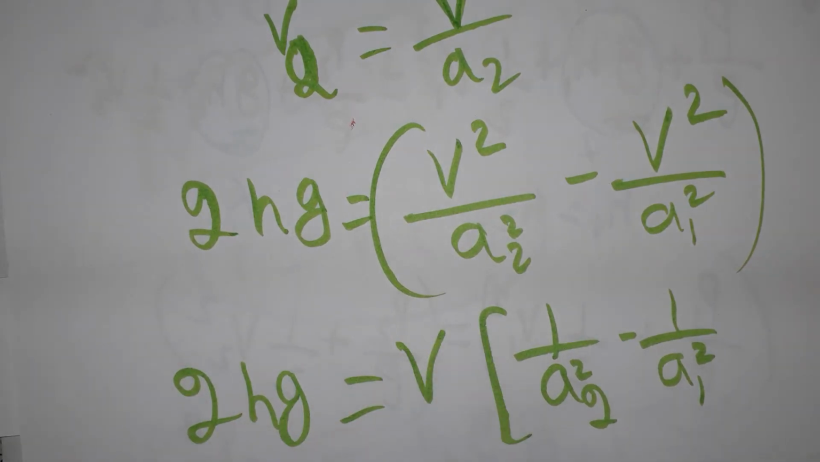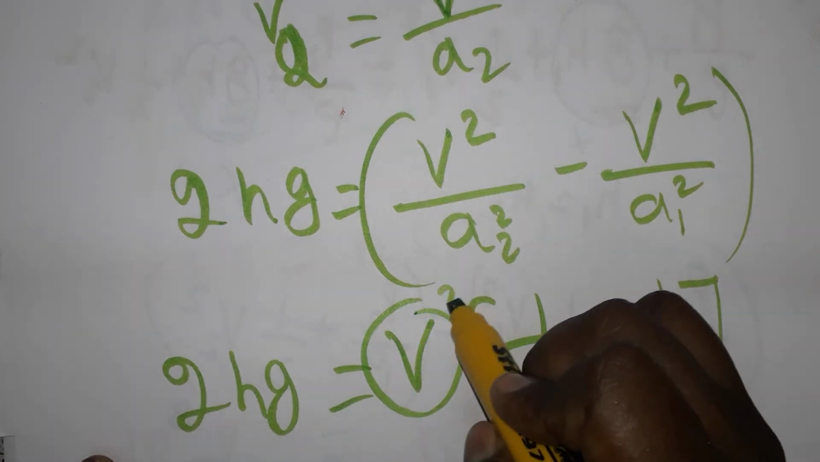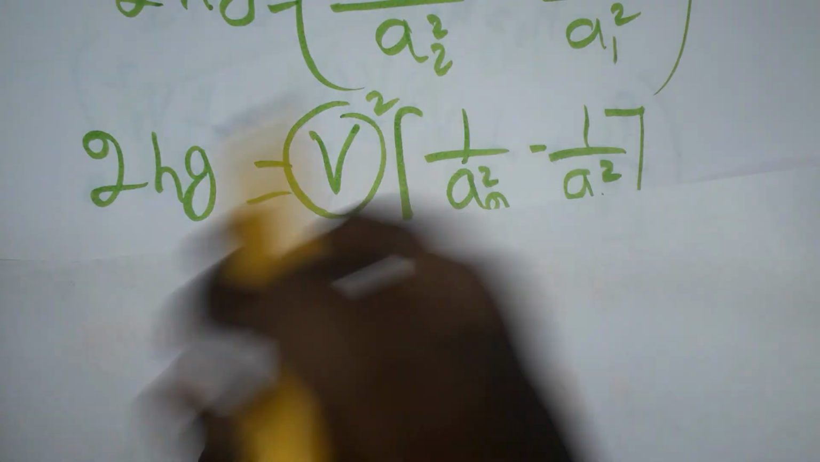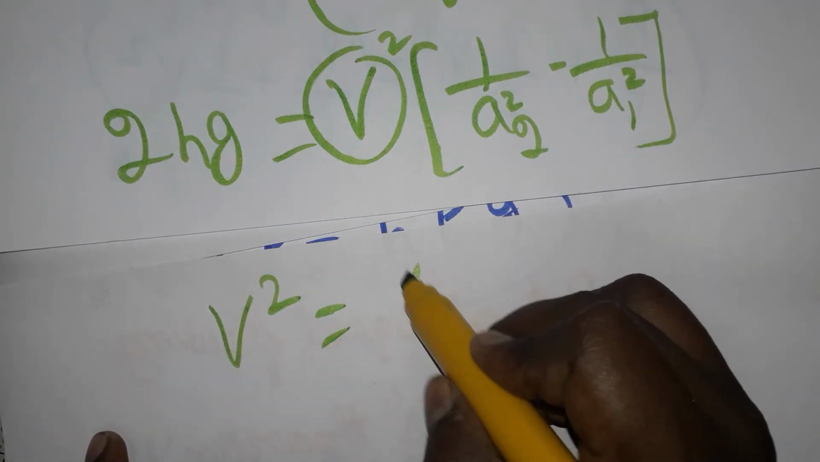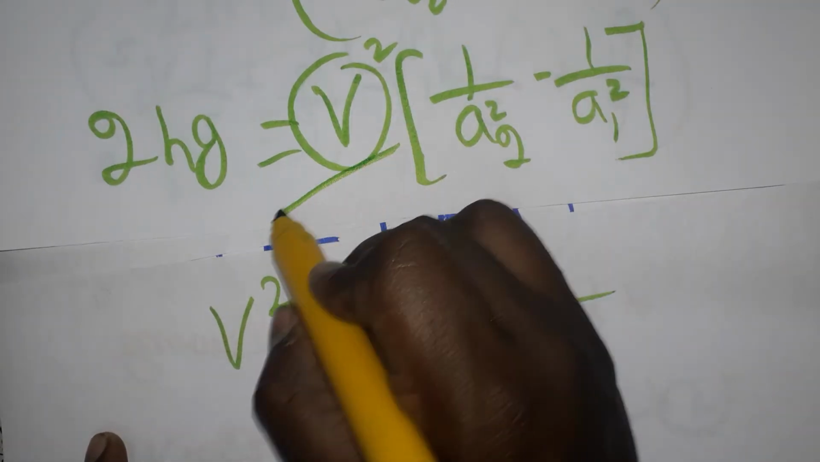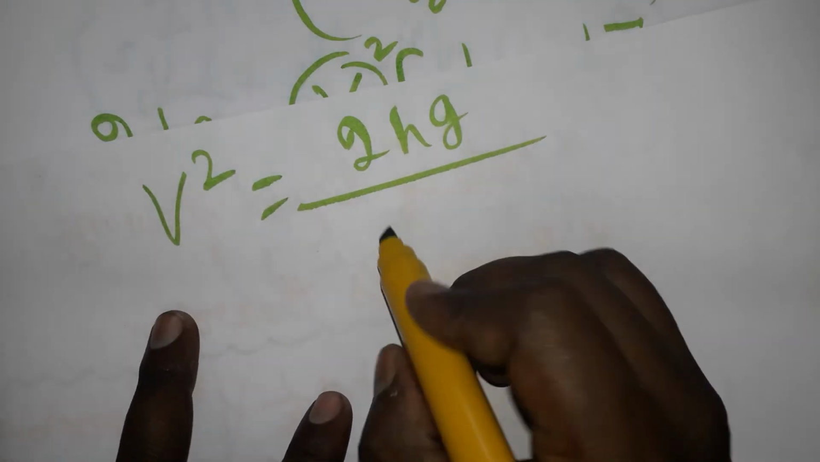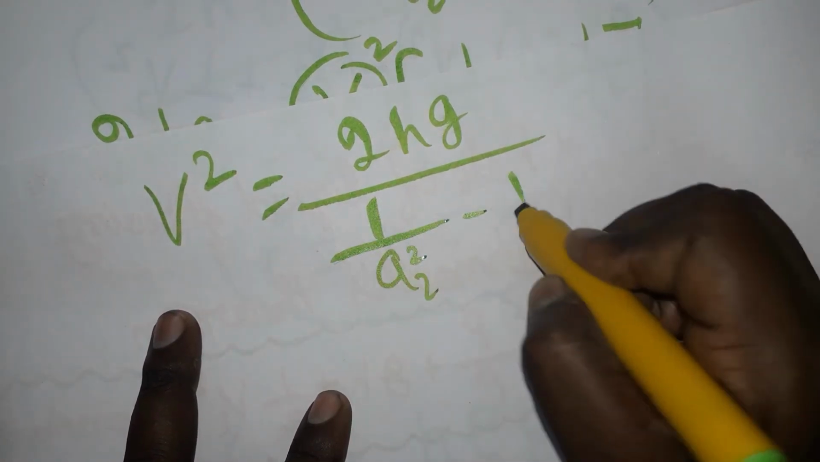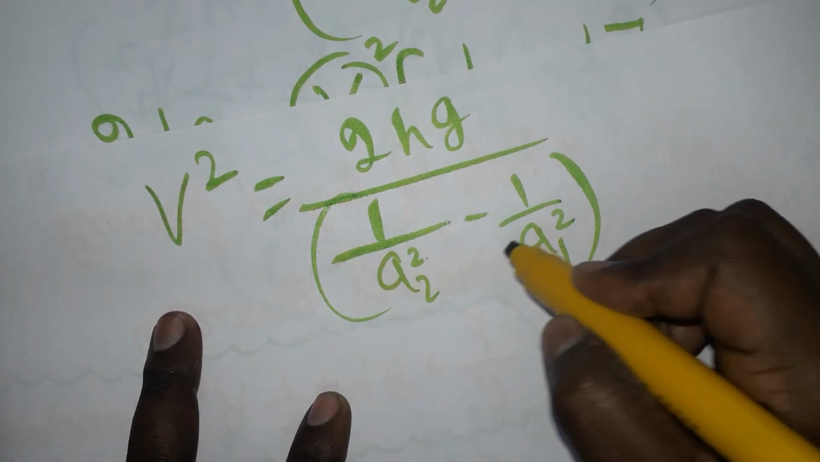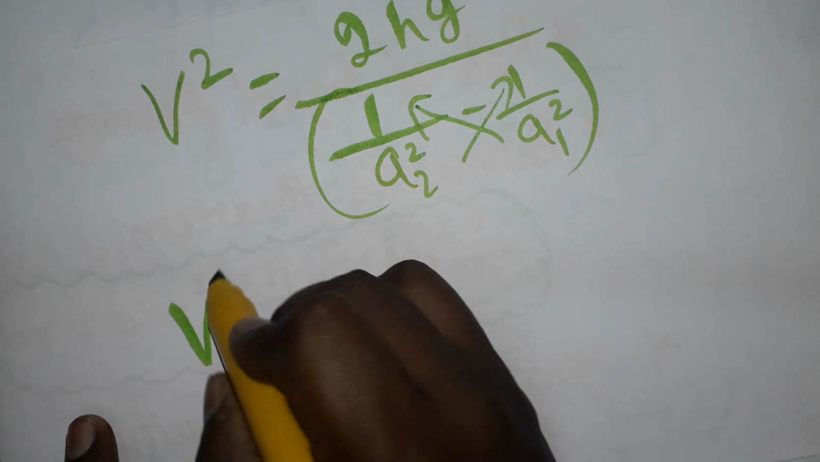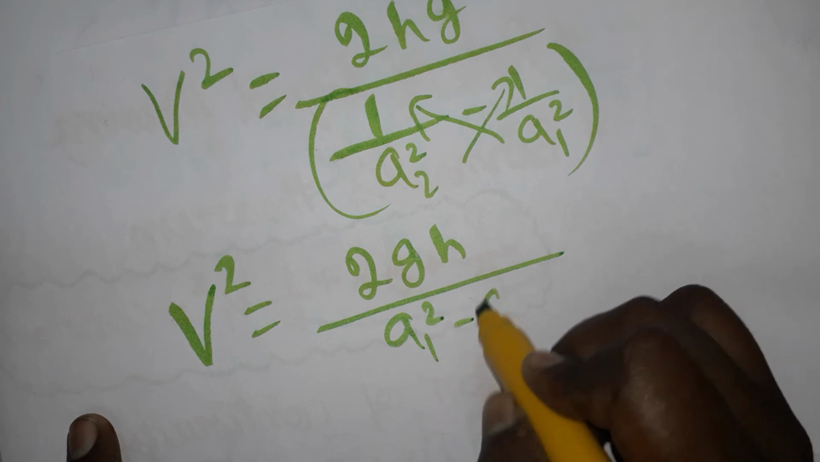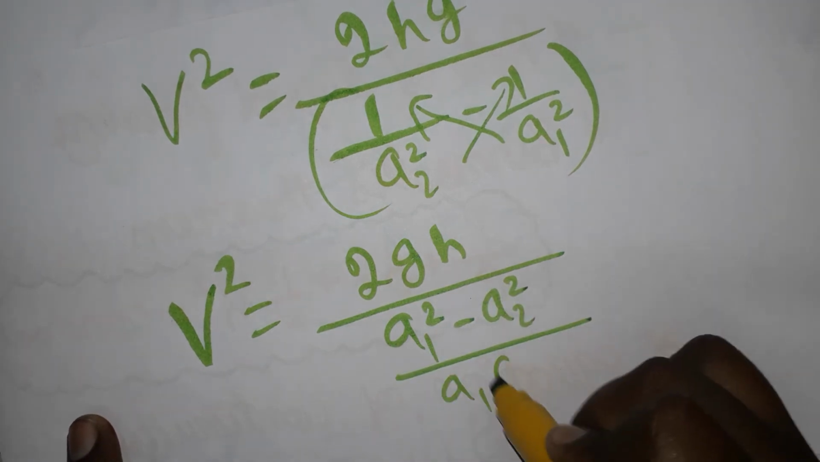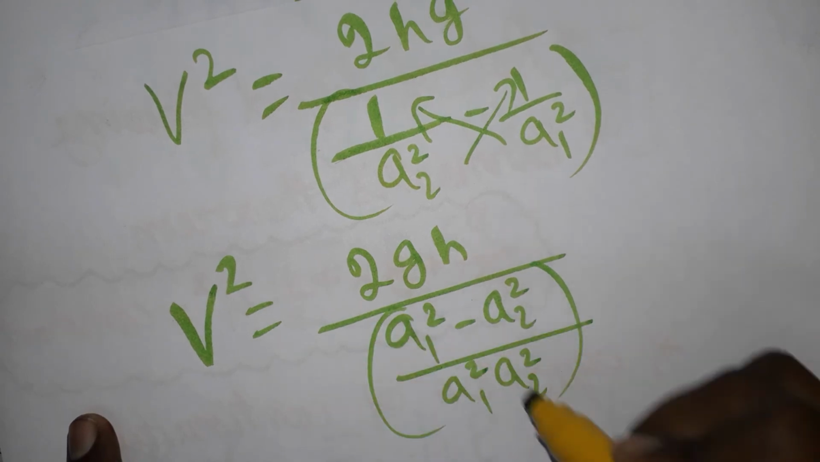Now V is the only thing we are going to find. V square, just a cross multiplication, so we can bring this here. V square is equal to 2 h g divided by (1 divided by A2 square minus 1 divided by A1 square). Just a cross multiplication, so V square is equal to 2 g h divided by (A1 square minus A2 square) divided by (A1 into A2) whole square.